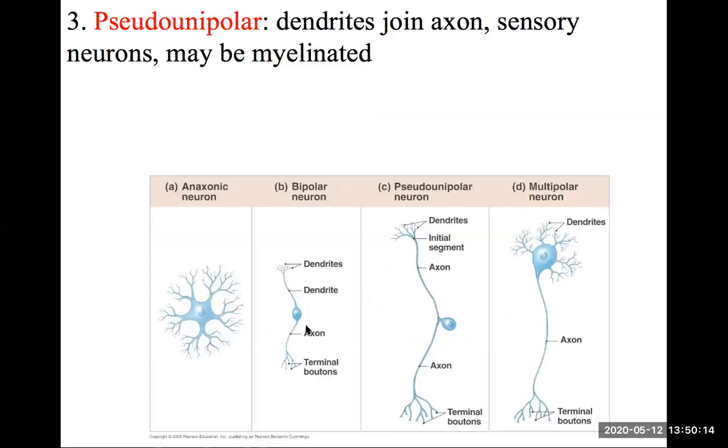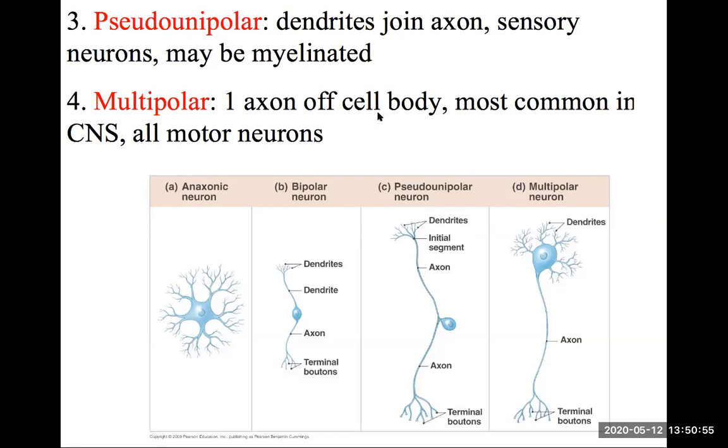Then we get to the pseudo-unipolar. Pseudo means false, so it's falsely looking like it is a unipolar neuron. What's weird about it is that the dendrites do not go all the way to the soma. The dendrites merge directly into the axon. You find the pseudo-unipolar neurons associated with the sensory neurons, so this is not motor. This is information traveling into the central nervous system, and these kinds may be myelinated.